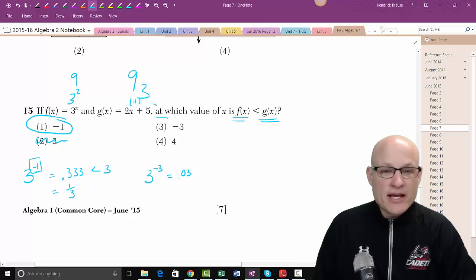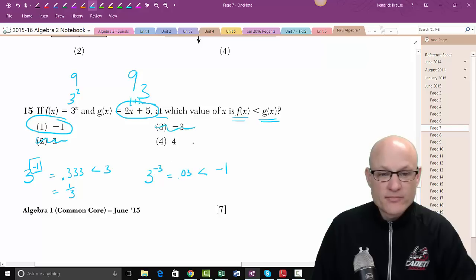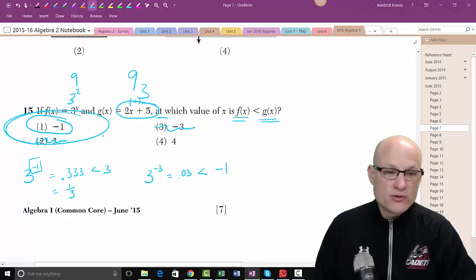If I plugged in negative 3 here, I would have negative 1. So this is 0.03, which is positive, and this other one would be negative 1. Is that less? No, it's not less. And 4 is not less. 4 would be much bigger. The answer is choice 1.